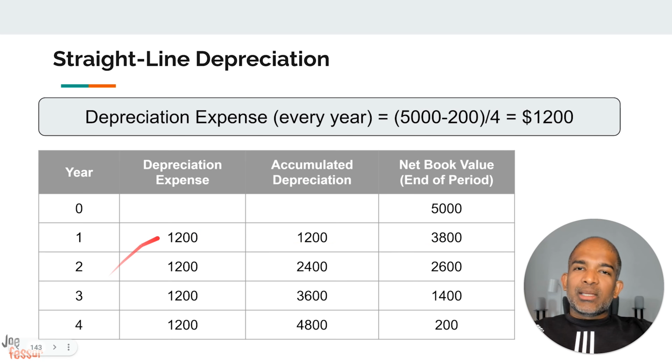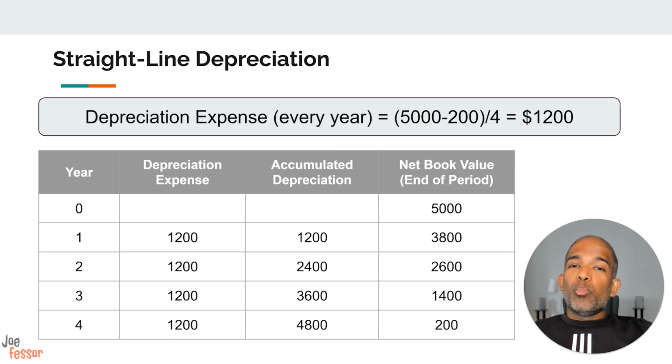In year 2, the tech equipment undergoes further depreciation expense of $1,200. Now the accumulated depreciation is $2,400 because $1,200 for year 1 and a further $1,200 for year 2. Now the book value of the equipment at the end of year 2 is 5,000 minus 2,400. So the equipment is worth only $2,600 as per our books at the end of year 2.